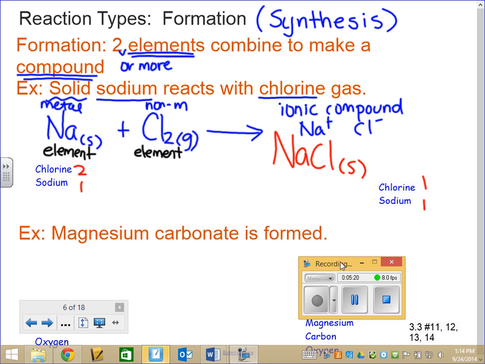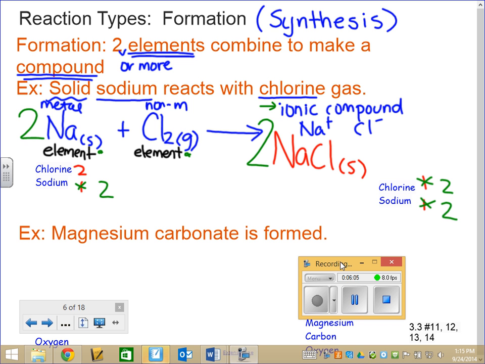Now, since I don't have the same number of chlorine atoms on both sides, my first step is going to be to add a coefficient 2 here. Doing that increases the number of chlorine atoms to 2, and increases the number of sodium atoms to 2 as well. So I have to come back and add a number 2 there. Now that I have 2 of each thing on both sides, my reaction is balanced. So realistically, what's new here is that you recognize you have an element and an element making a compound.